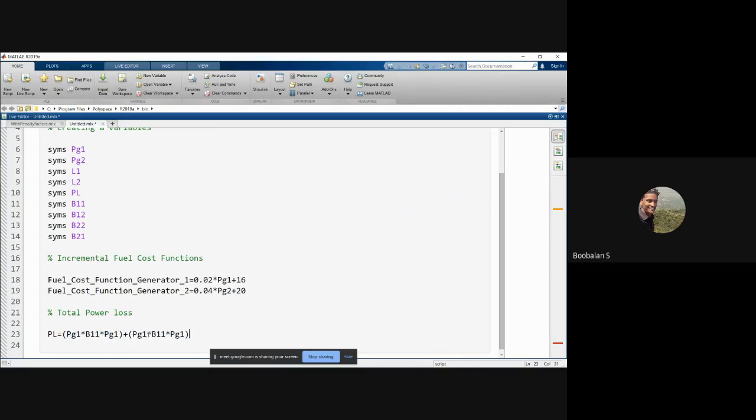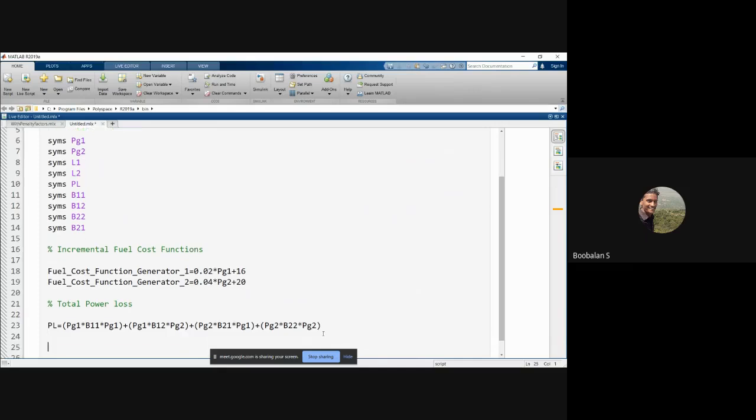and the combination is now PG1, B12, and this also PG2, and the next combination will be PG2, B21, PG1, and then B22, PG2. Am I correct? Once again, verify with that. PG1 B11 PG1, B12, B21, B22. Everything is now okay. So this is the entire equation for my power transmission loss, right?